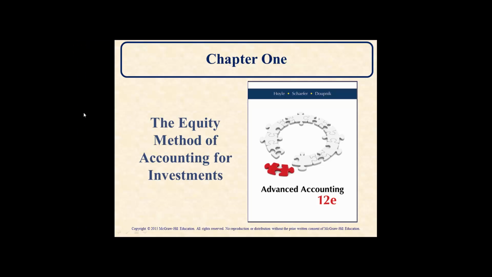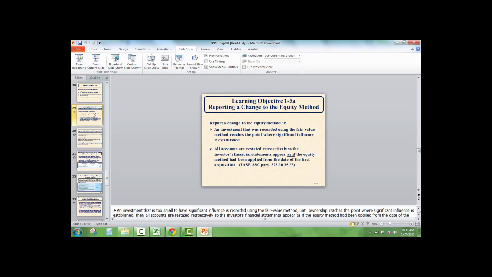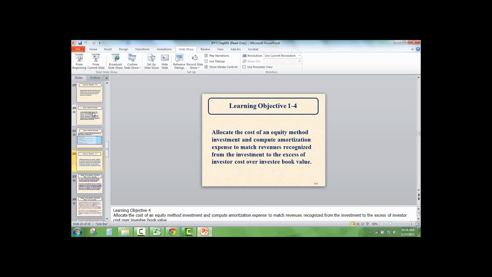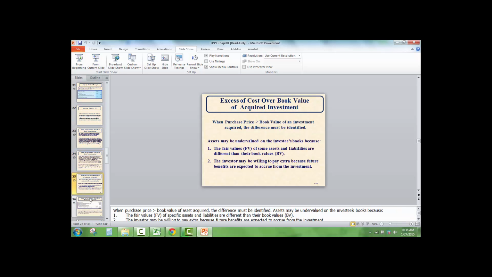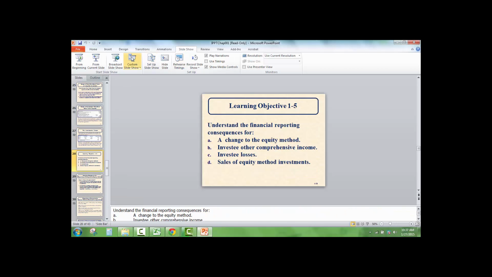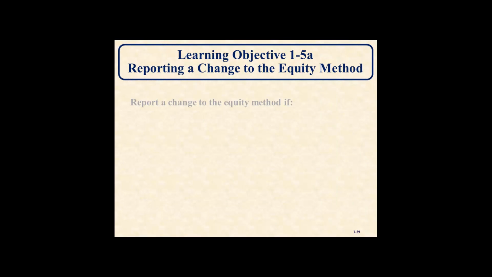So now we're going to cover Chapter 1. We are going to talk about Learning Objective 1-5 on the slide. Understand the financial reporting consequences of, number 1, a change in the equity method, investee other comprehensive income, investee losses, and the sale of an equity method investment.